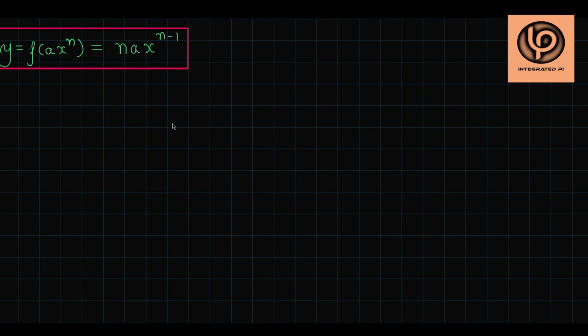Now for this rule, if we were given y equals a as a constant and x, and we have to find the derivative of this, what do we do? We write d upon dx of a times x. So the derivative of this would be just a. Now how did that happen? We know that this here can be written as a x to the power 1.